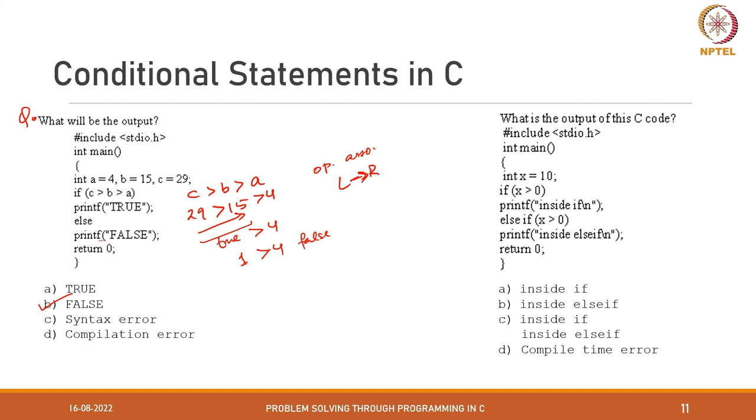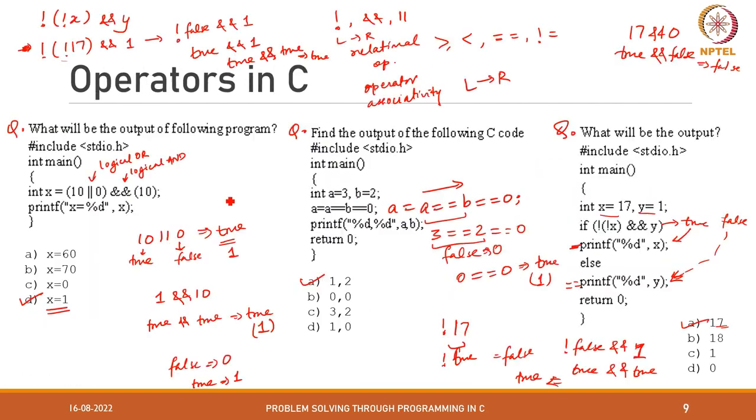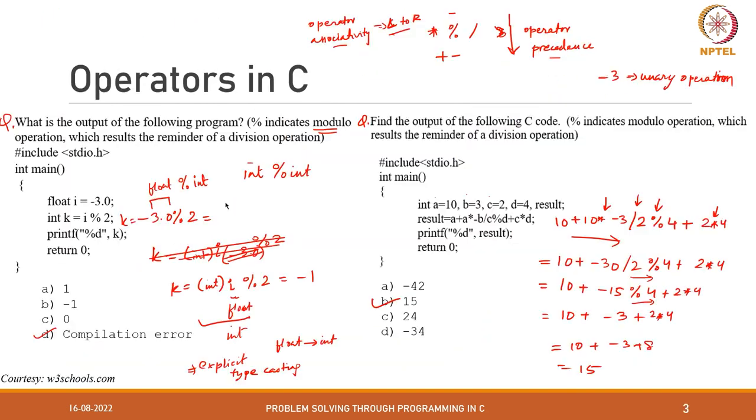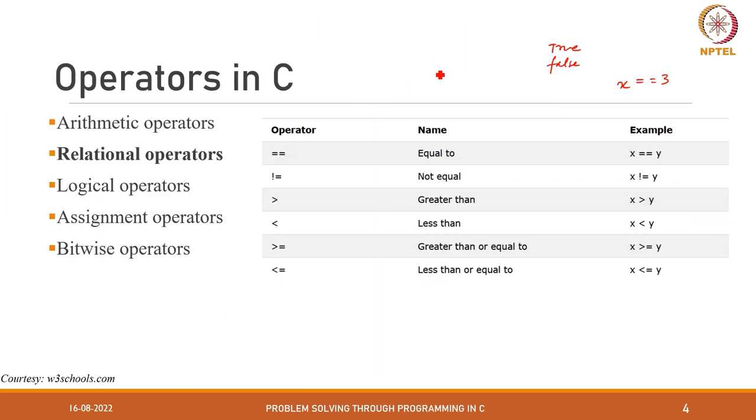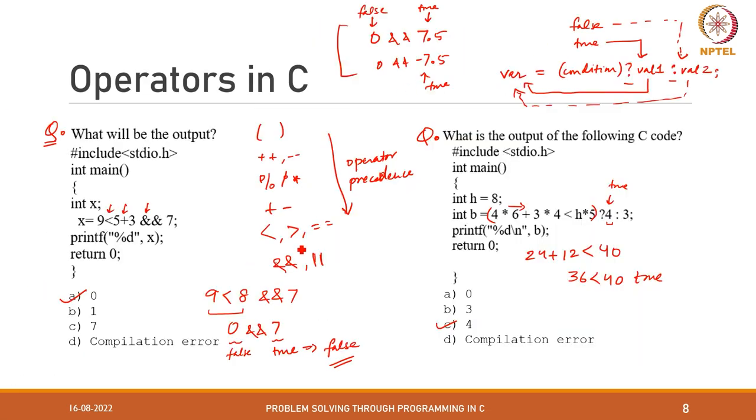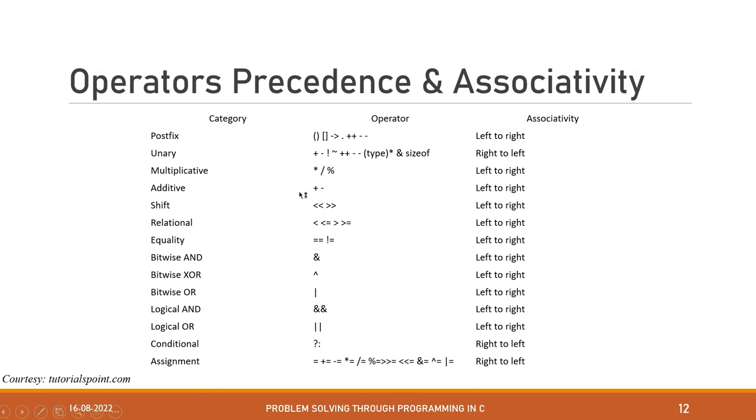So this is the operator associativity. So basically, let me go back a few slides. I had written that. Okay, yeah. So we have this precedence table, right? So I have this table for you to see.